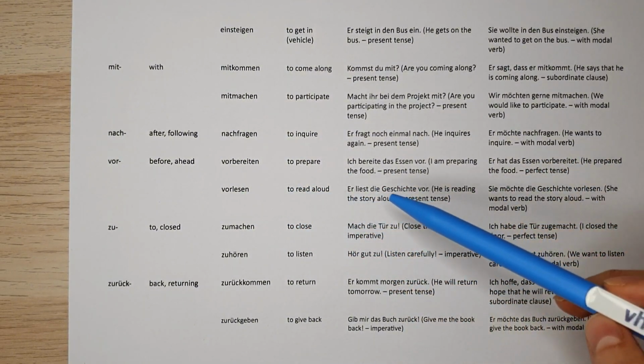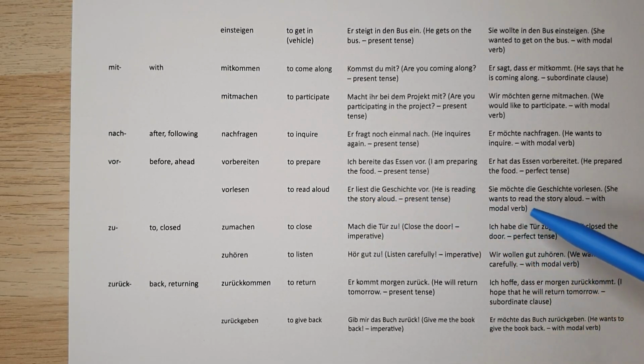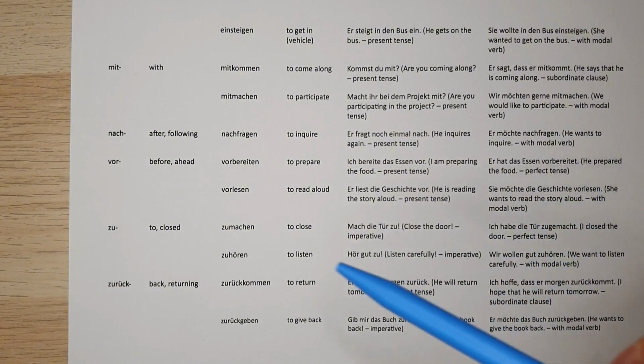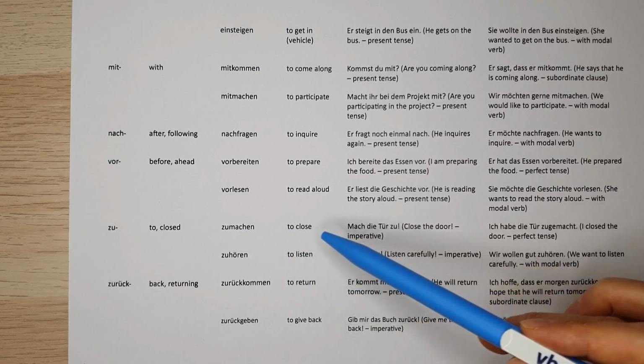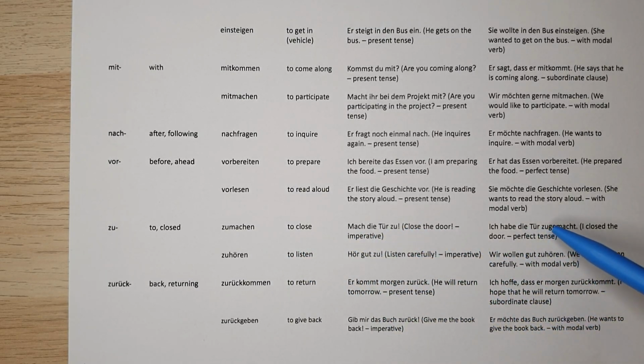Vorlesen, to read aloud. Er liest die Geschichte vor. He's reading the story aloud. Present tense. Sie möchte die Geschichte vorlesen. She wants to read the story aloud, with modal verb. Again, zumachen, to close. Mach die Tür zu. Close the door. Imperative. Ich habe die Tür zugemacht. I closed the door. Perfect tense.